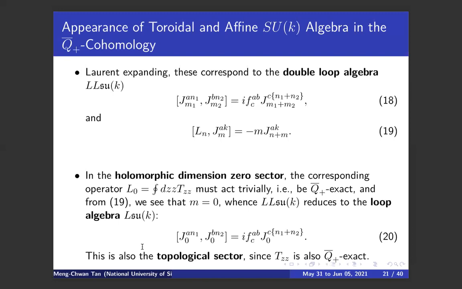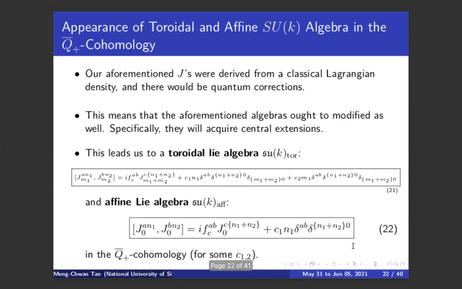We have not included the central charges because we are looking at just the first order OPE. There are some corrections that come with higher order contractions of the OPE, which will then give us the central charges. So this is also the topological sector, since TZZ is now assumed to be Q-exact. That's the thing about this half-twisted model. You have the ground state sector, which corresponds to the topological sector that we know so well, but you also have the half-excited ones.